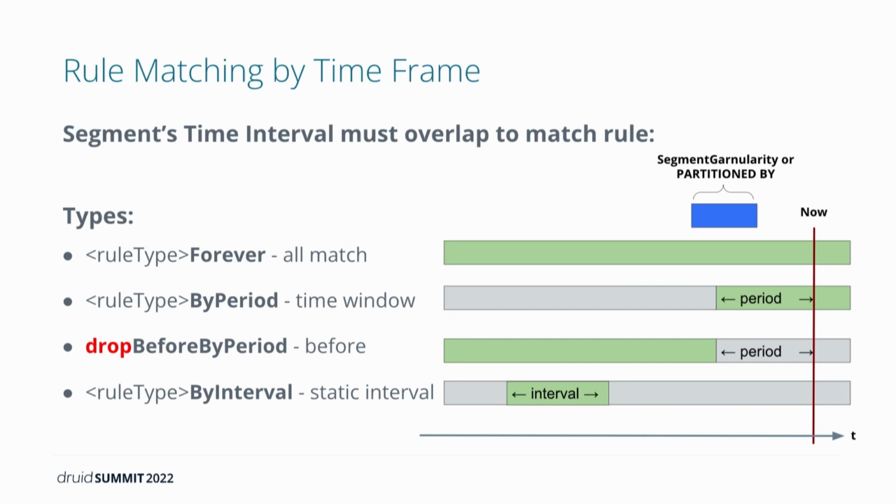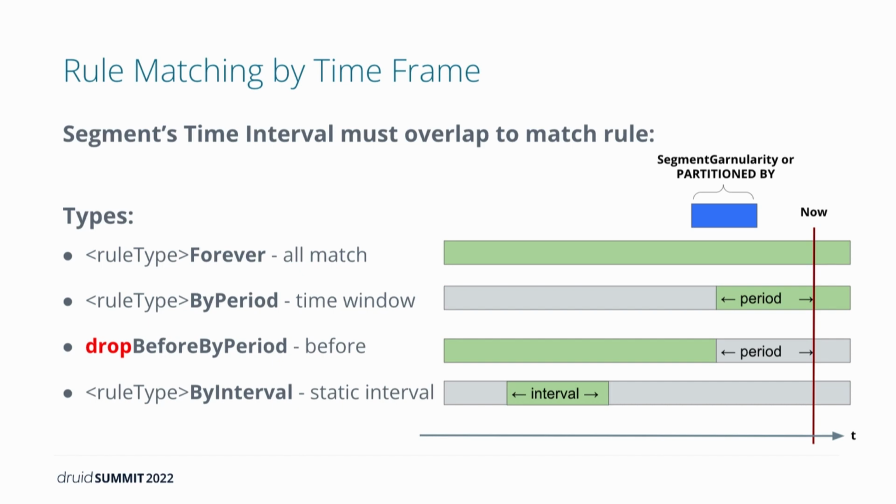And now a drop before by period, this only exists for drop rules. But before by period is the exact opposite of the by period, right? So you still define the same period, say 5 days, only segments that are before that period, so that are before the start of those 5 days, will match this kind of rule. They only exist for drop, right?